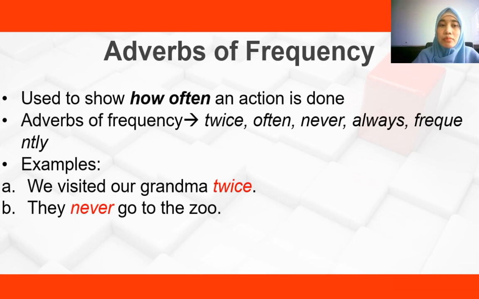For example, A. We visited our grandma twice means that we visited our grandma 2 times. B. They never go to the zoo. Okay, it shows that they haven't had any experience to go to the zoo before.